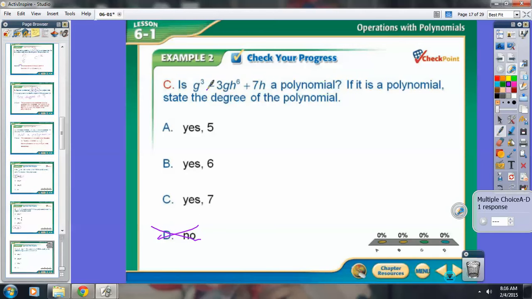Degree. What is the degree of the first term? That's 3. What is the degree of the second term? Not 6. It's 7. How did I get 7? G has an exponent of 1, so 1 plus 6 is 7. And then the last term has a degree of 1. We picked the highest, and the highest is 7. C would be the correct choice. So whenever you're looking for degree, you look for the highest exponent. And don't forget about those variables that have exponents of 1.